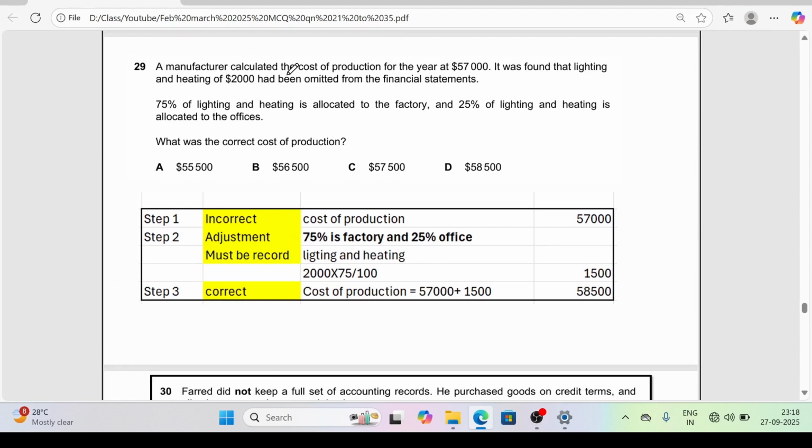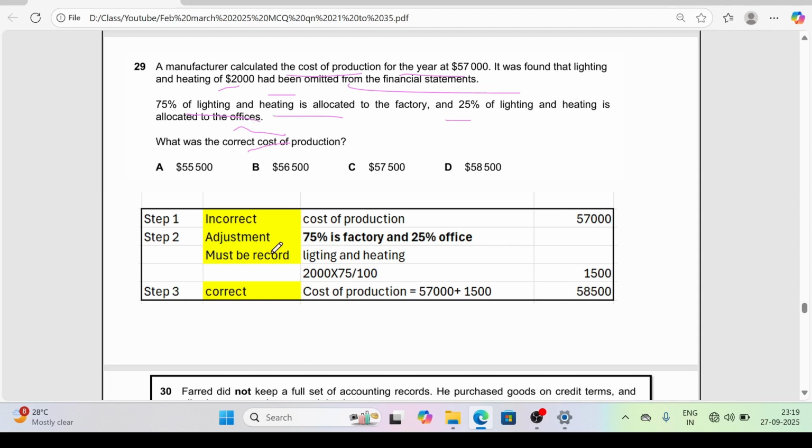A manufacturer calculates the cost of production for the year at 57,000. It was found that lighting and heating of $2,000 had been omitted from the financial statement. Then 75% of lighting and heating is allocated to the factory and 25% is allocated to the office. What was the cost of production? Here I have already made the workings for you. Step 1, the manufacturer calculates the cost of production at 57,000. So we record cost of production 57,000 first.